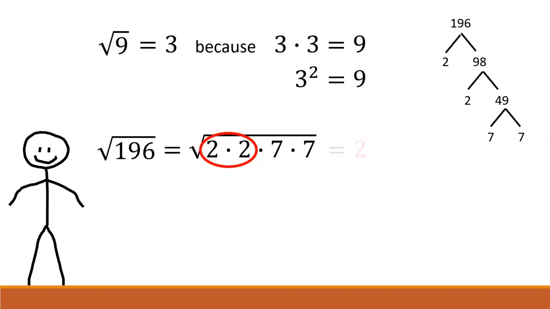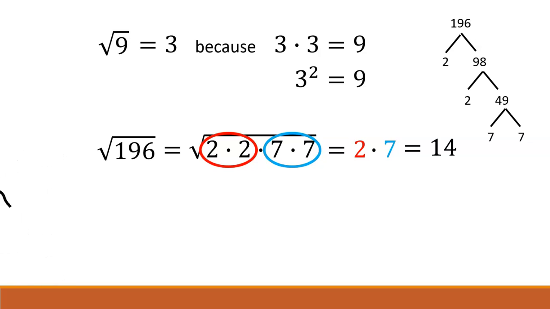So we have a pair of 2's as factors and a pair of 7's as factors, which makes the square root of 196 14. In other words, 14 squared is 196. So can you see that relationship between squares and square roots? Okay, great. So let's continue and look at higher order roots.